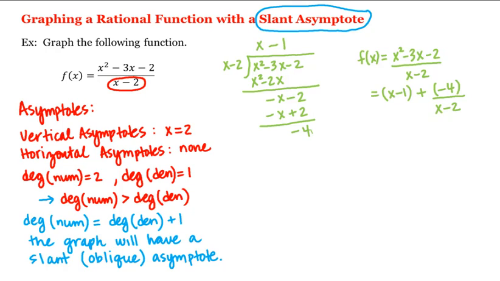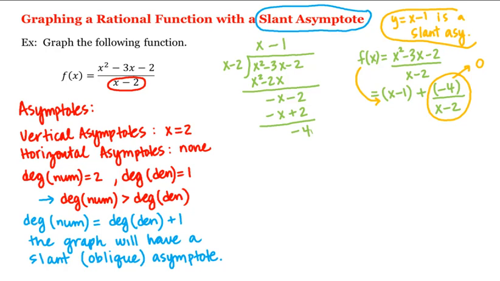And as x increases or decreases without bound, this is going to get really small. In fact, it's going to go to 0. And therefore, our function will start behaving like y equal x minus 1, which is the slant asymptote. So y equal x minus 1 is a slant asymptote of this graph. So we have this slant asymptote here, and we found we have this vertical asymptote, x equal to 2, and that there was not a horizontal asymptote.